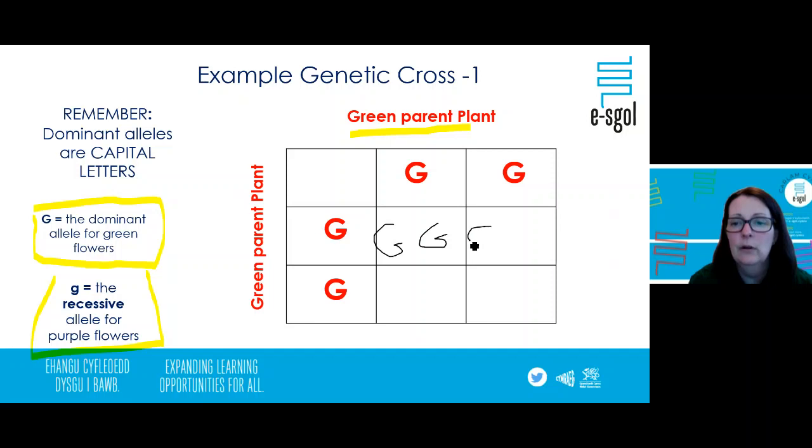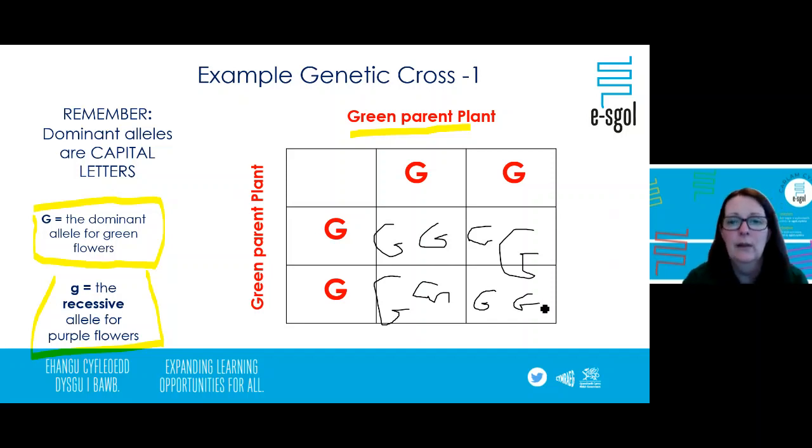Out of these four potential offspring, we've got four capital G's. My mouse is going a bit funny here, apologies. So in this potential cross, we've got 100% that are going to be green plants. And we've got four here that are homozygous dominant.